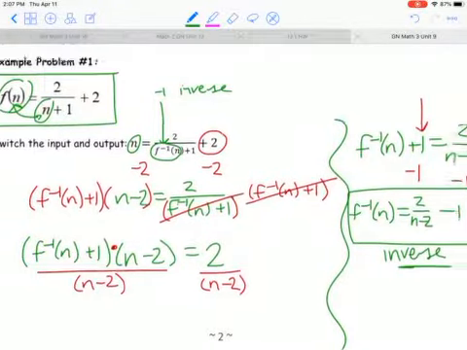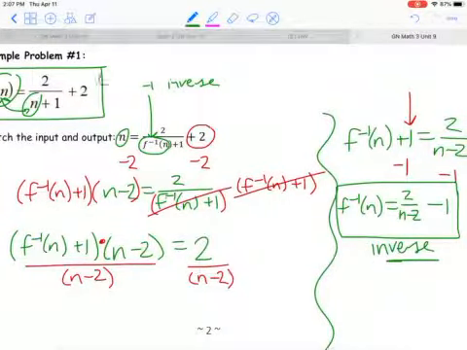So our original was up here. And our inverse is what we ended up with. And we mark that with that -1.